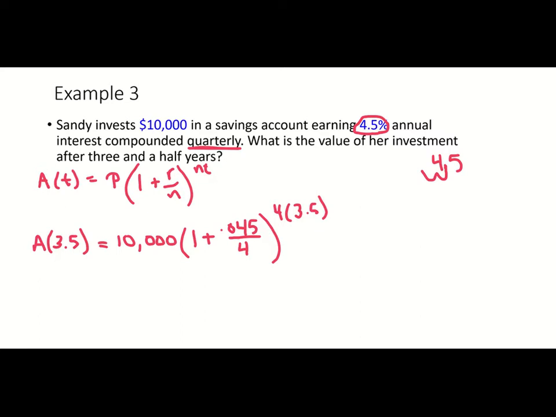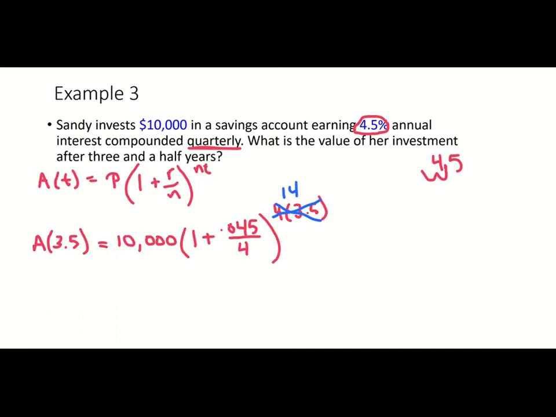It gives me 14. So what I'm going to do in the blue is cross this out. I just multiplied it and I made it 14. All right. Now, order of operations. Remember, you've got to do parentheses first. So I'm going to do our 45 thousandths divided by 4 and add 1.